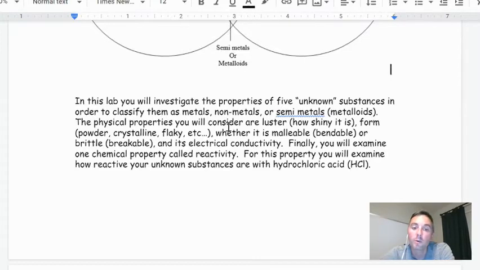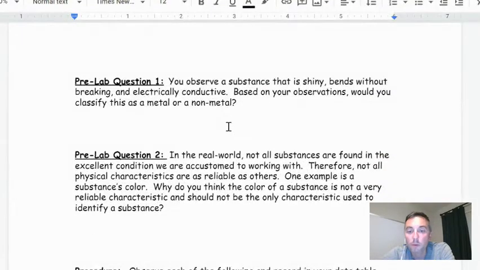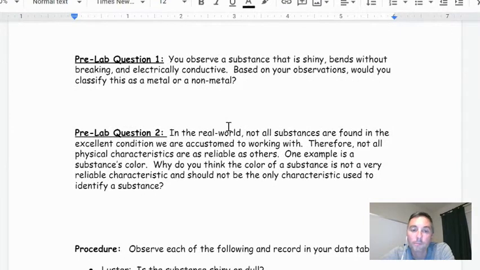Finally, you're going to examine one chemical property called reactivity. For this property, you'll examine how reactive your unknown substances are with hydrochloric acid. This is a great lab. It's kind of a middle school lab, but it's still a great lab because at the end of the lab, you get to actually dump a bunch of acid on top of things and see if it makes some cool bubbles. So, normally what we do is we talk about, okay, what are we looking for?